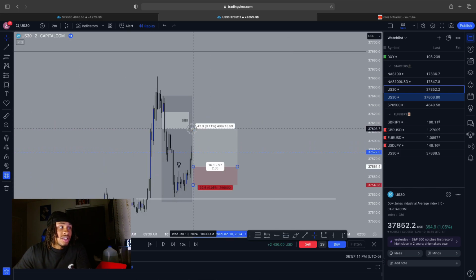I could use this SIBI as an easy target. There's nothing wrong with using gaps as targets. You don't always have to chase liquidity, all right?